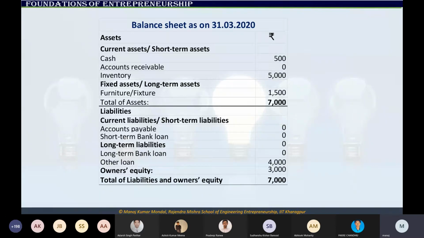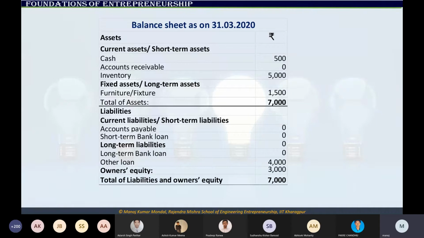Okay. So you see the liability, meaning what are my sources of money? Long-term loan, so okay, let us start from the beginning. Accounts payable, actually business is yet to start. That is why there is no accounts payable. Short-term bank loan nil. Long-term bank liabilities are not there. So the only thing is the other loan from Rohit. That is 4,000 rupees. And owner's equity, because you are bringing in 3,000 rupees. That is why owner's equity is 3,000. Total is 7,000.